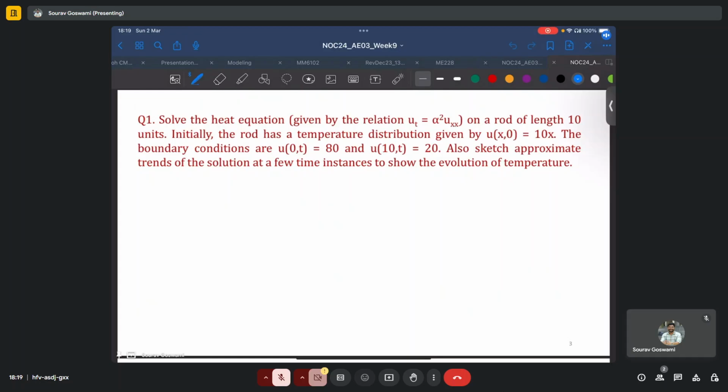So let us start solving. The heat equation has already been discussed by Professor Day during his lectures, so I will not delve much into the derivation and the principles. We'll directly start solving it.